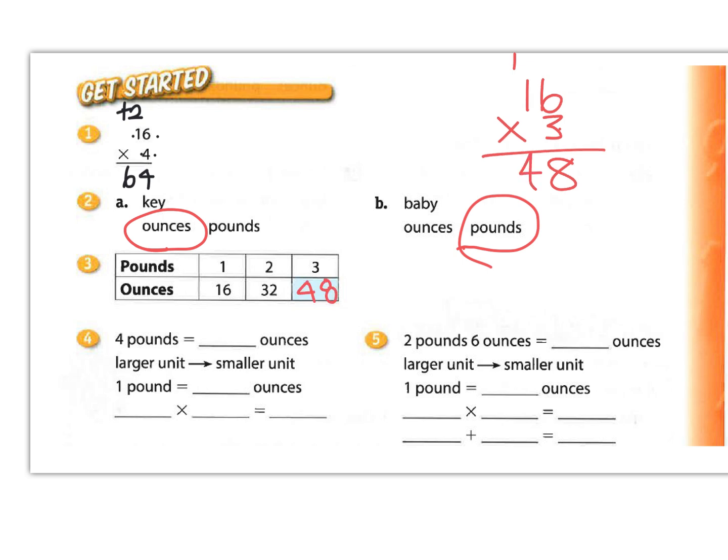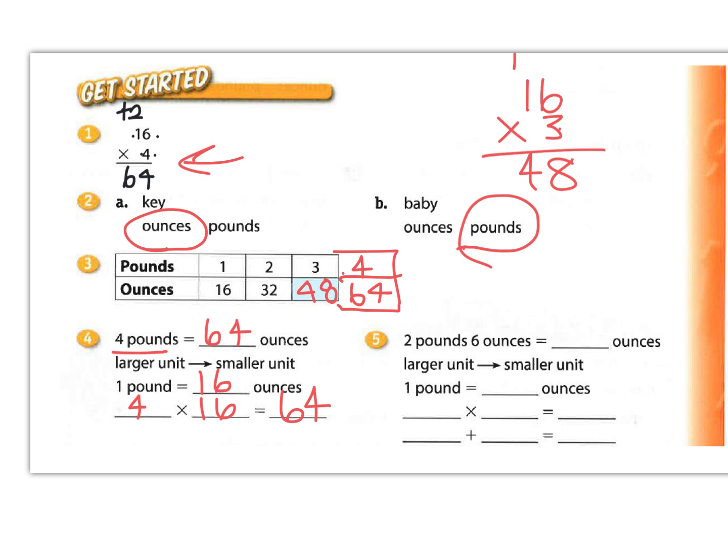Well, we already did 4 up here for number 1. So we know that 4 pounds is the same as 64 ounces. So down here for number 4, we can say 4 pounds equals 64 ounces because we already did that problem. So, the larger unit to the smaller unit: 1 pound equals 16 ounces. So you take 4 pounds and you multiply by 16 to get 64.